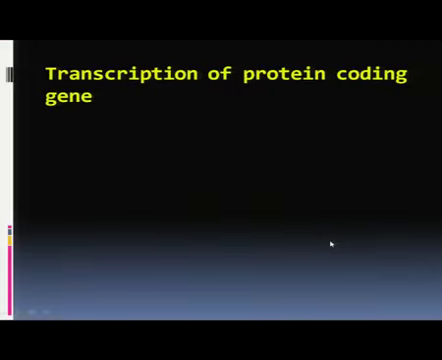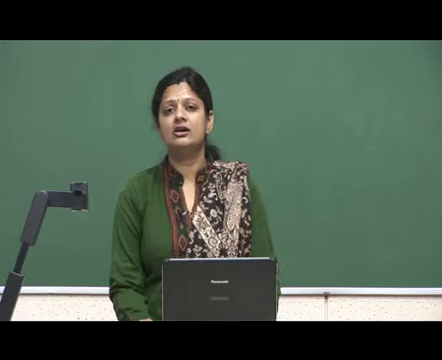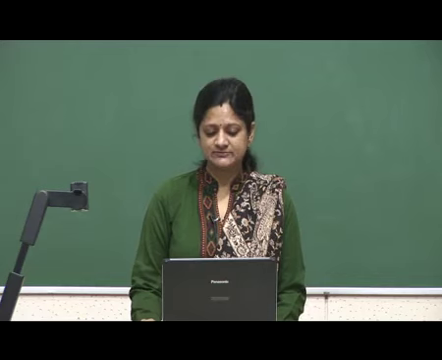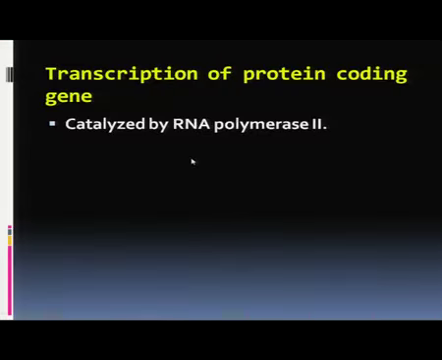So, transcription of protein coding gene. That part of the DNA which is going to be transcribed to form the messenger RNA is called protein coding gene, because that messenger RNA will further participate in protein synthesis, or we can say translation, to synthesize a protein. So, that fragment of the DNA which is going to synthesize messenger RNA is called protein coding gene. The transcription of protein coding gene is catalyzed by RNA polymerase II, which we learned in the earlier slide.